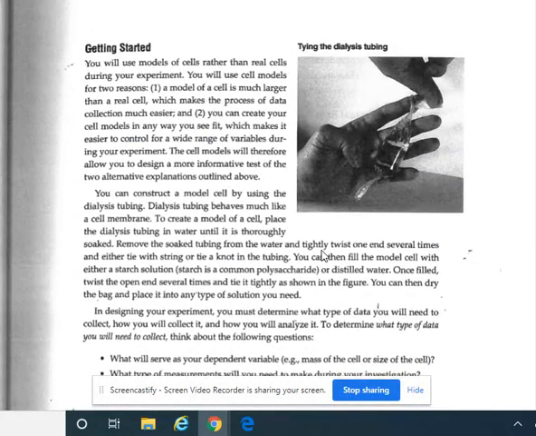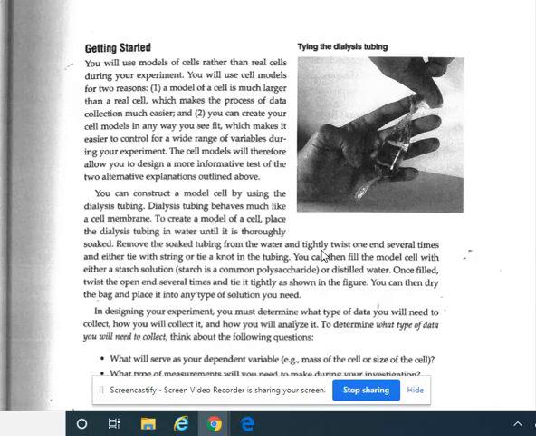All right, so getting started. You will use models of cells rather than real cells during your experiment. You will use cell models for two reasons. One, a model of a cell is much larger than a real cell, which makes the process of data collection much easier. And two, you can create your cell models in any way you see fit, which makes it easier to control for a wide range of variables during your experiment. The cell models will therefore allow you to design a more informative test of the two alternative explanations outlined above.